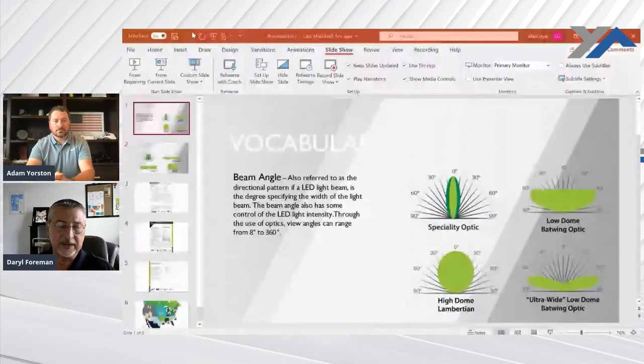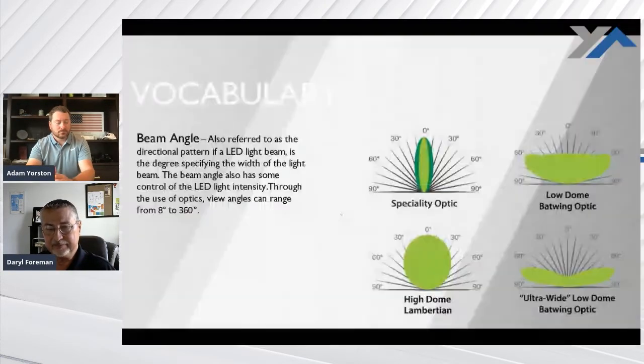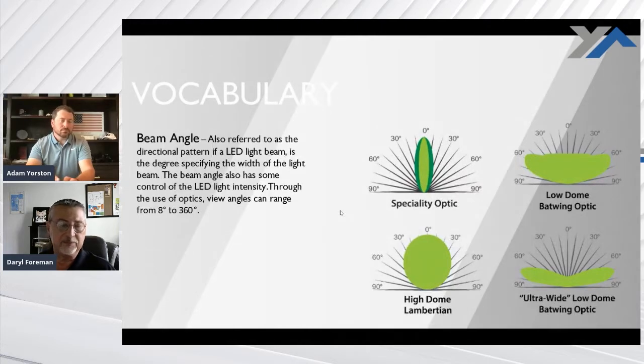Daryl, can you give us a quick understanding of when we use the word beam angle, what do we mean? Sure, Adam. When we're talking about beam angle, we're talking about the directional pattern of the light that's emitted by the LED chip. And sometimes that light can be diffused and put in a particular pattern based on the optic lens.